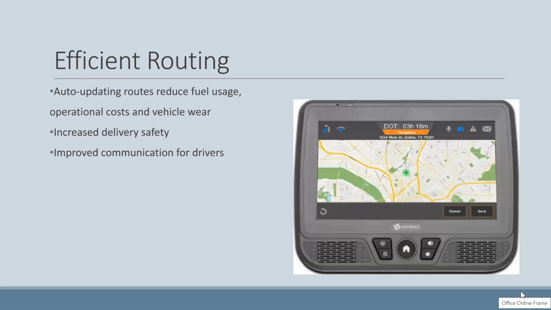One of the big things that this package helps with is efficient routing. It has auto-updating routes, so with that being used, it can help to reduce fuel usage, operational costs, and vehicle wear over time because it's going to be fewer miles on the road potentially. It has increased delivery safety due to that auto-updating as well. You won't have to be driving through any kind of construction or different, less optimal routes. And it also has improved communication for your drivers.